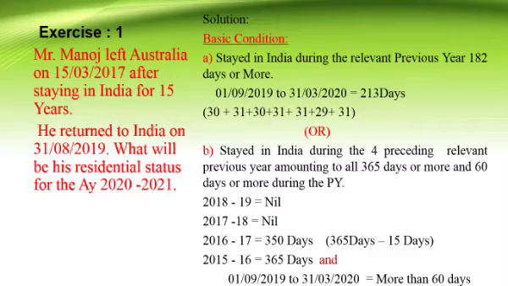So after that date we have to consider September. From 1st September 2019 to 31st March 2020 he has stayed in India. Based on that I am calculating the 213 days: September 30 days, October 31 days, November 30 days, December 31 days, then January 2020 is 31 days, then February 2020 is 29 days. February is a leap year, so I have considered 29, plus 31 days for March.